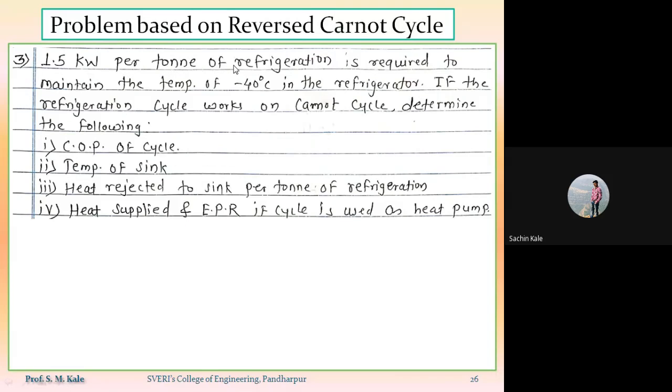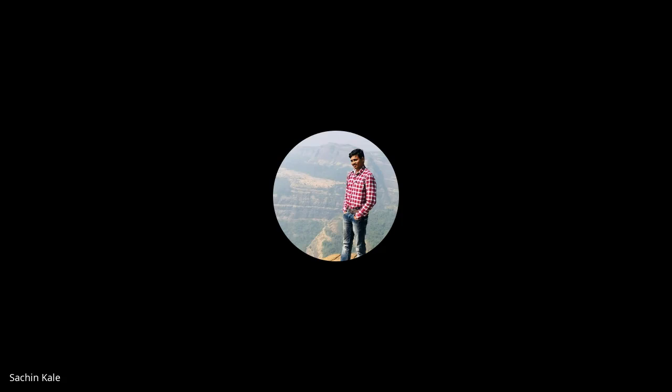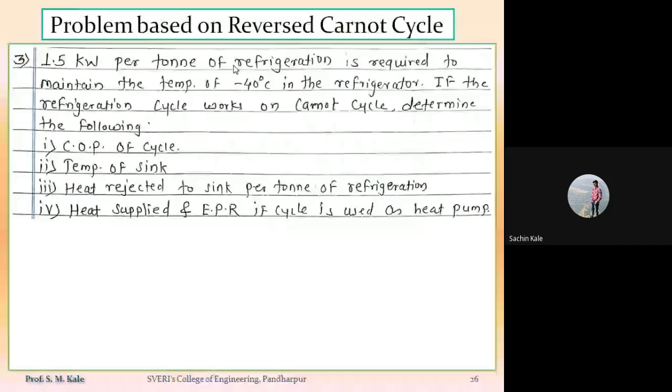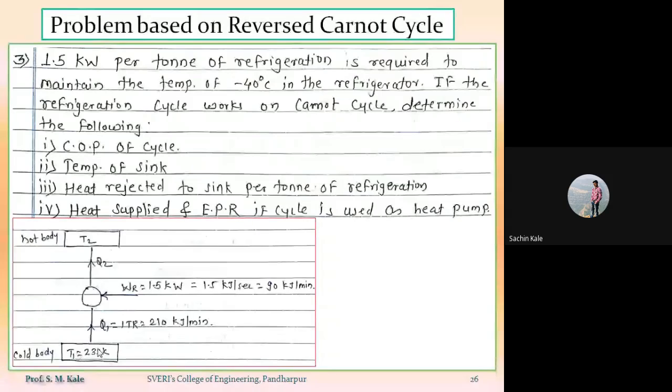What is the meaning of 1 ton of refrigeration? That is if you want to absorb a kilojoule per minute amount of heat, that means 1 ton of heat, then you need to supply 1.5 kilowatt of work on the system. Then you are able to maintain minus 40 degrees centigrade in the refrigerator. That means your given data has two temperature bodies. The first is the lower or cold temperature, called T1, which we want to maintain at minus 40 degrees centigrade.